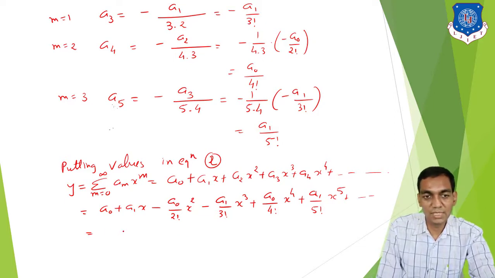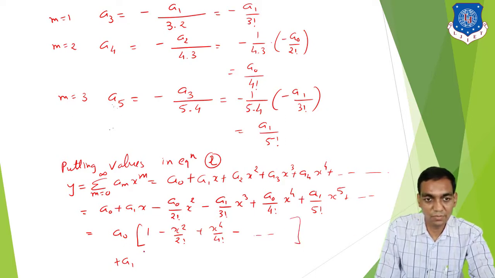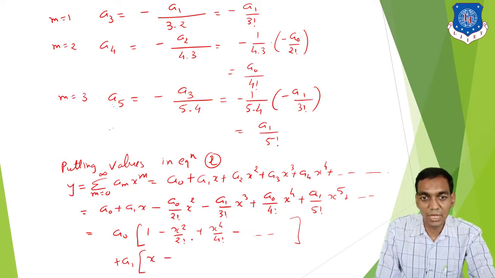So what you have to do basically is separate the terms with a0 and a1. So terms with a0: 1, then minus x square by 2 factorial, then plus x raised to 4 by 4 factorial, minus whatever the next term will be. In the same manner terms with a1: x, minus x cube by 3 factorial, plus x raised to 5 by 5 factorial, minus and so on.